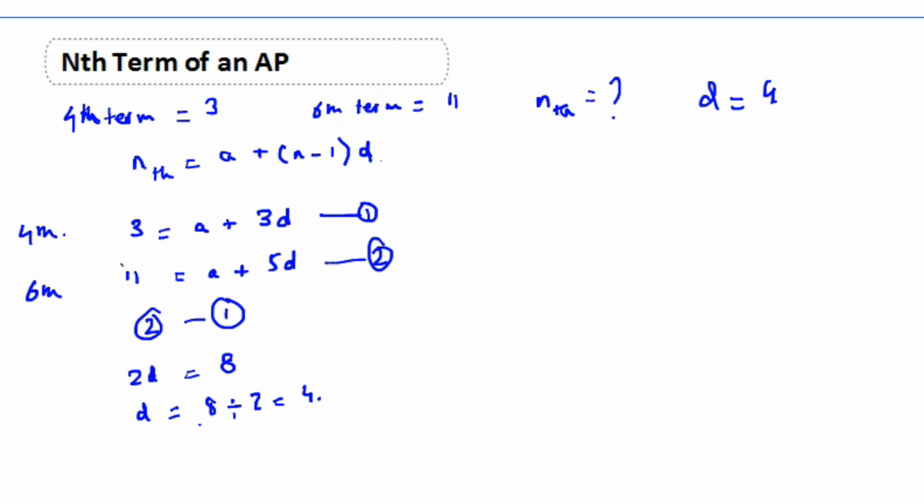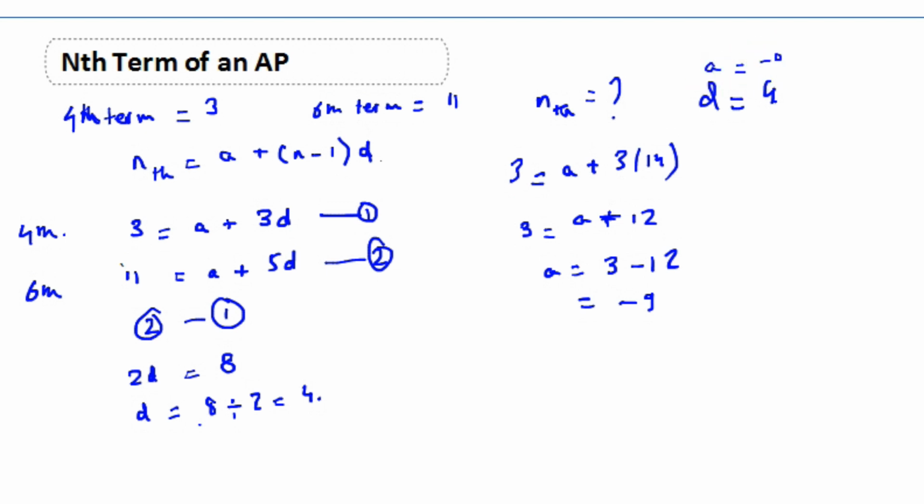Now let's try and work out what the value of a is. To find the value of a, we can substitute it back into any of these equations and see what we get. So let us substitute in equation number 1. So we get 3 is equal to a plus 3 times 4, which means 3 is equal to a plus 12, so I'll subtract 12 from both sides of the equation. So we get a is equal to 3 minus 12, or equals negative 9. So we know a is negative 9 and d is 4.